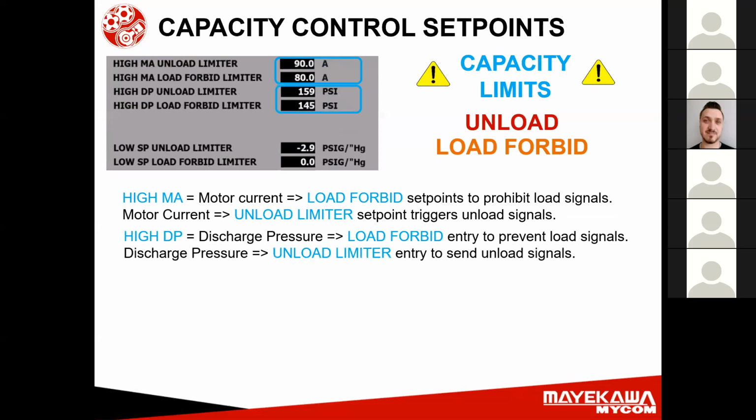Next, high DP unload limiter and high DP load forbid entries. These parameters are compared to the compressor discharge pressure. When the pressure exceeds these load forbid settings, the compressor will no longer receive load signals. When the pressure exceeds the unload limit, the compressor will receive unload signals.